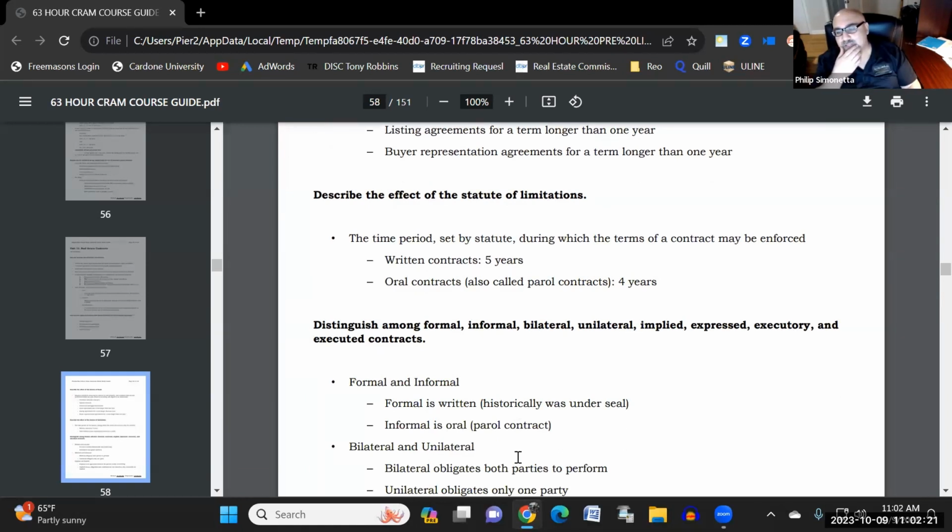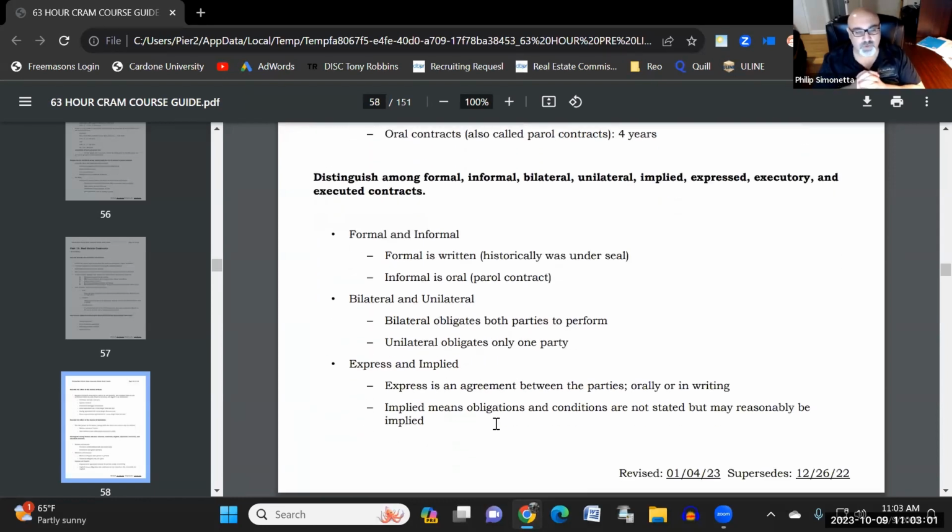Now, next we need to be able to describe the effect of the statute of limitations. Excuse me, I misspoke. This is the time period set by statute during which the terms of the contract may be enforced. So written contracts in Florida law have a term of 5 years, and oral contracts, also called parol contracts, have a statute of 4 years.